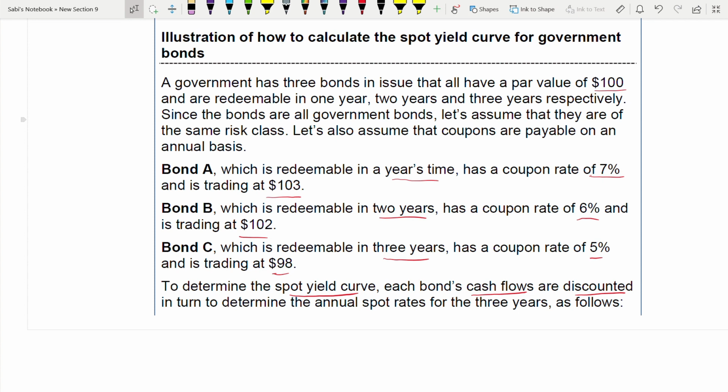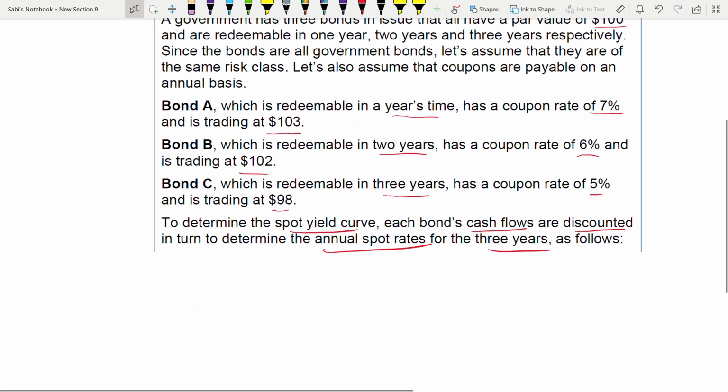But do you know the discount factor? That's the whole point. No, you don't. But that's what you are asked to find. Basically, you are asked to find the R, the discount rate. That is your annual spot yield curve. Annual spot rate means for all the 3 years you have to find. Year 1 will be different, year 2 will be different, year 3 will be different. Okay. So you start with bond A.